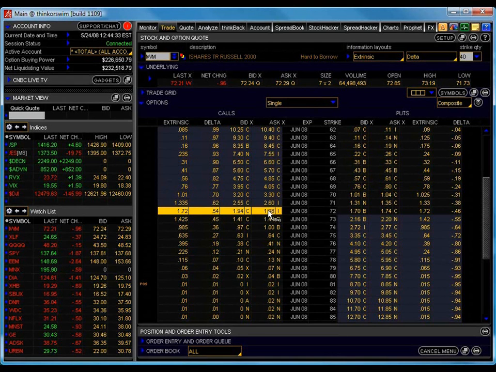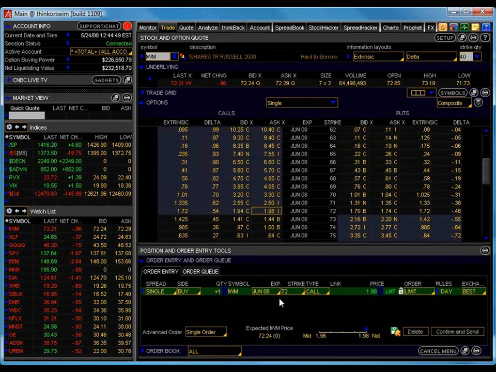First, we can purchase an outright call, and you can see as I hover my mouse over this $1.98 price call, which is the June 72 call, I can simply left click on that and it automatically brings up the order entry box purchasing one of the June 2008. That's the date it expires, in June of 2008. The strike price is 72.